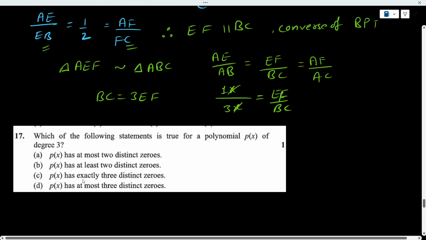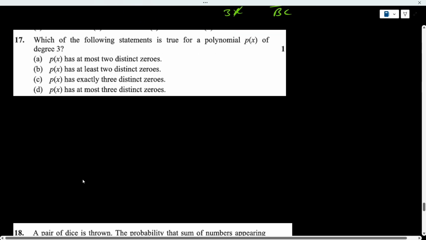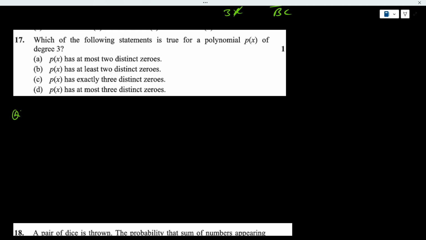Now let us go for the next question, 17th here. What are they asking here in question number 17? Which of the following statements is true for the polynomial? This is your polynomial chapter, p(x) of degree 3. Now degree 3, you should know that this is going to be a cubic polynomial, because whenever there is degree 3, it is known as a cubic polynomial.